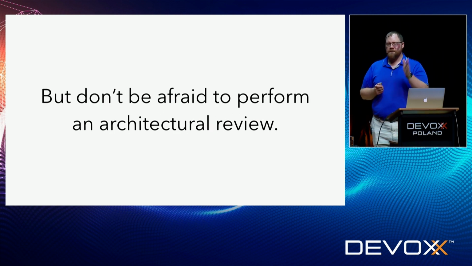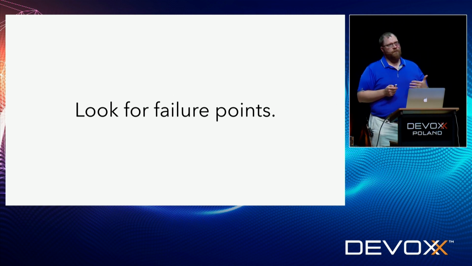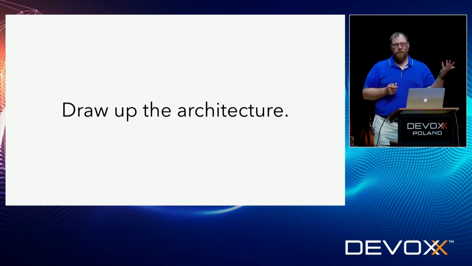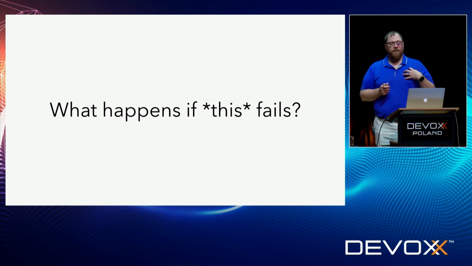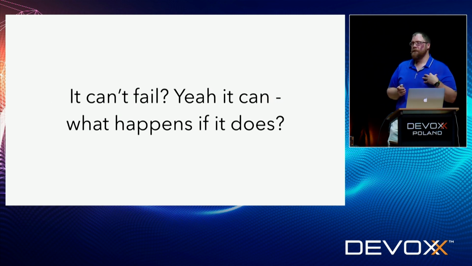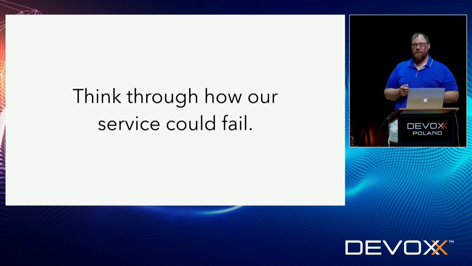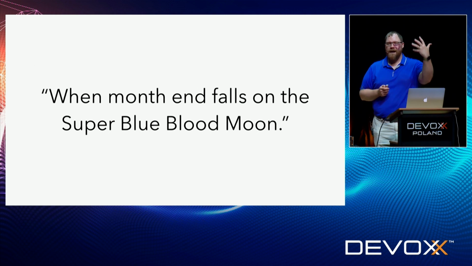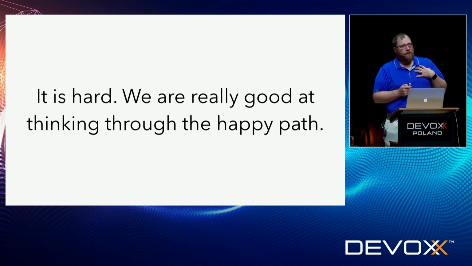But don't be afraid to do an architectural review. Don't be afraid to get people together to look for failure points. It's not hard. Draw the architecture up on the board and ask impertinent questions. Ask, what happens if this fails? You know what I hear a lot? Oh, that can't fail. Yes, it can. Of course it can. We need to think through how our service could fail. We need to think through what would happen in this weird one-off case. And it's hard. We're really good at happy path. We're not so good at unhappy path.